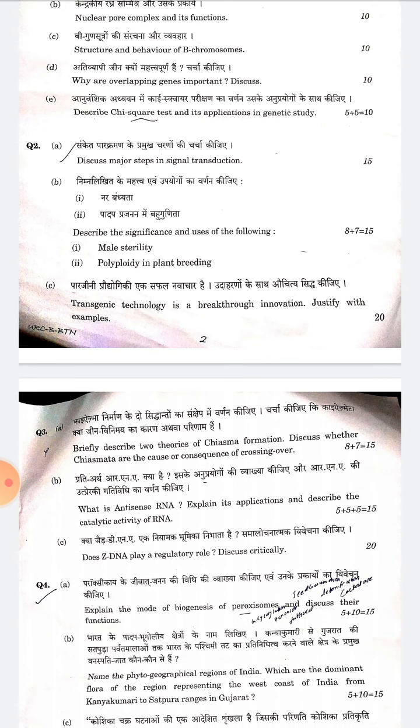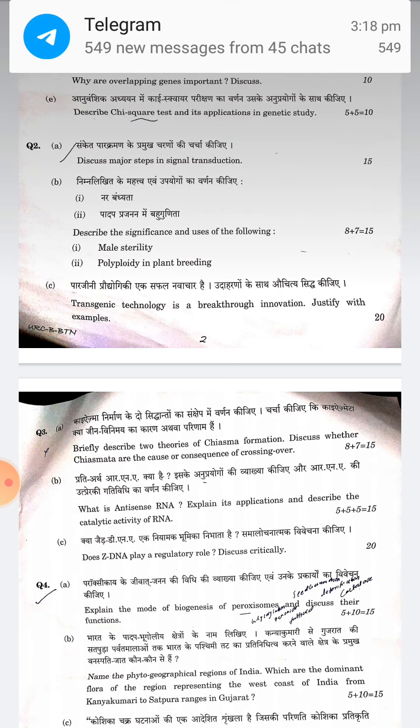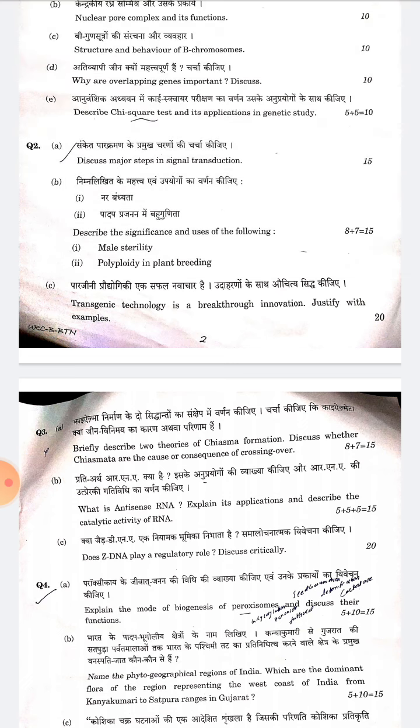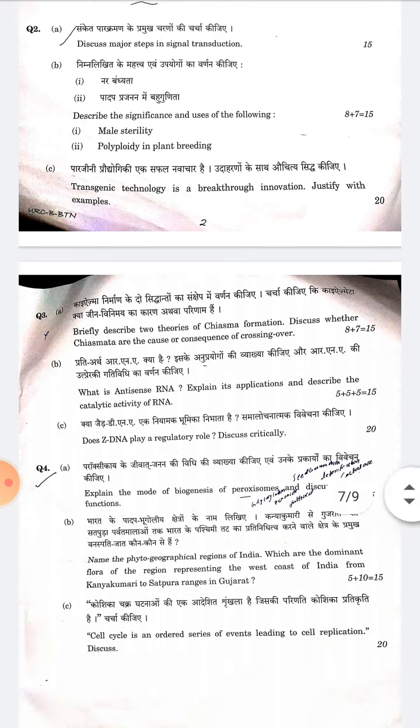Next, there are two subsections in question number 3. Briefly describe the two theories of chiasma formation and discuss whether chiasmata are the cause and consequence of crossing over. And second, what is antisense RNA, explain its application and describe the catalytic activity of RNA. And C section: does Z-DNA play a regulatory role? Discuss critically, 20 marks.